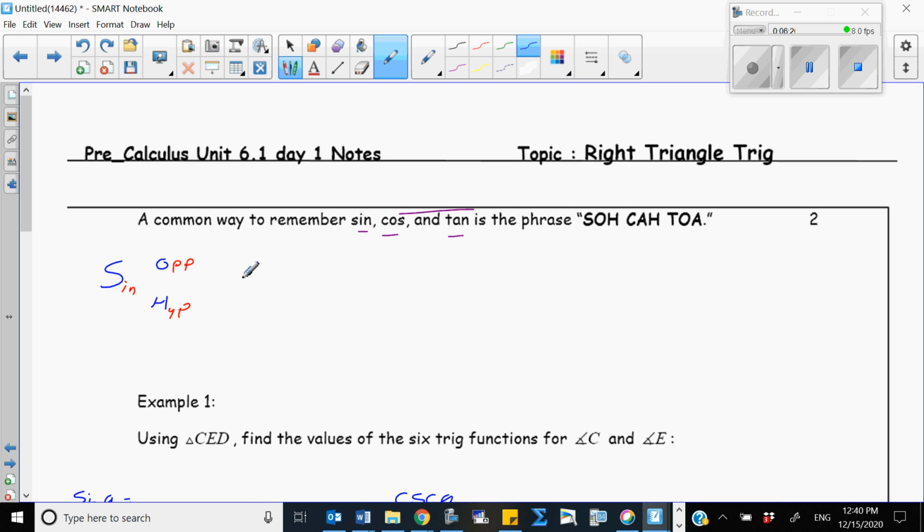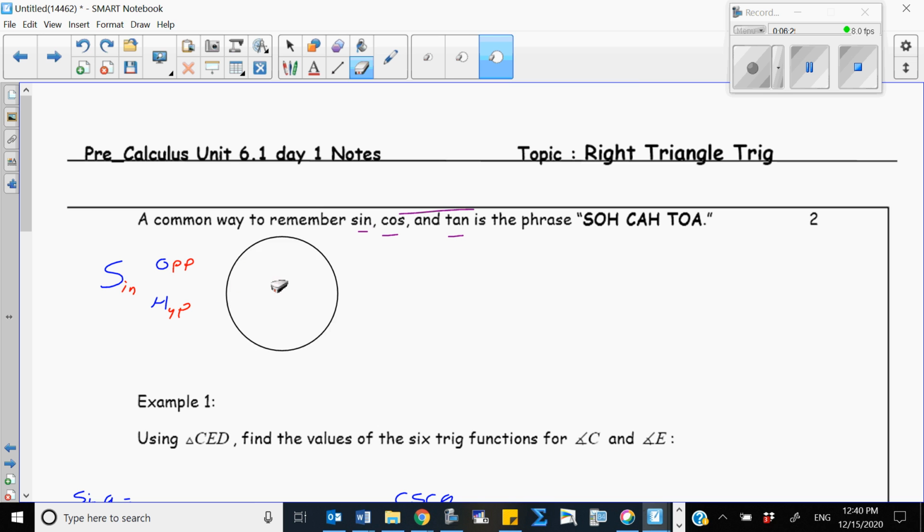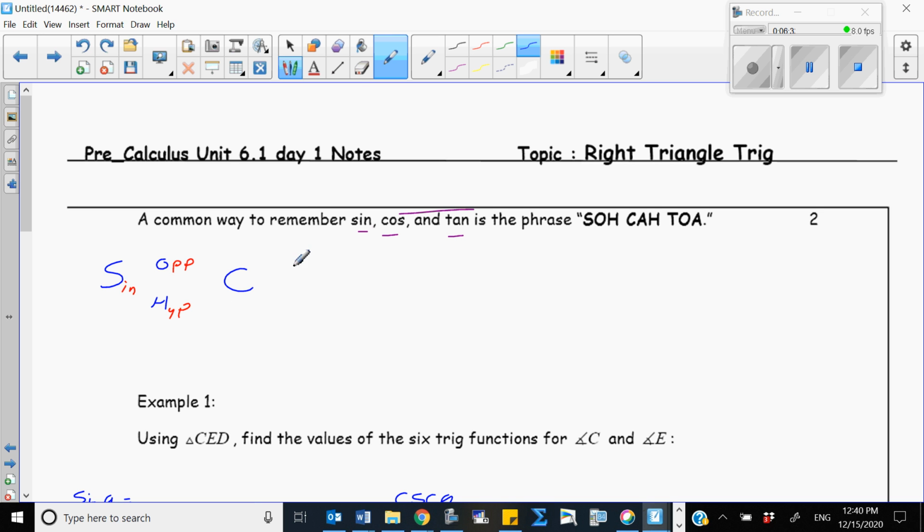Okay, and the next one is CAH. I'm going to write that like this, C, A, and H, and that means cosine is adjacent over hypotenuse. And the last one, TOA, this is tangent, this is opposite, and this one is adjacent. So if you remember SOHCAHTOA, you always know that sine is opposite over hypotenuse, cosine is adjacent over hypotenuse, and tangent is opposite over adjacent.